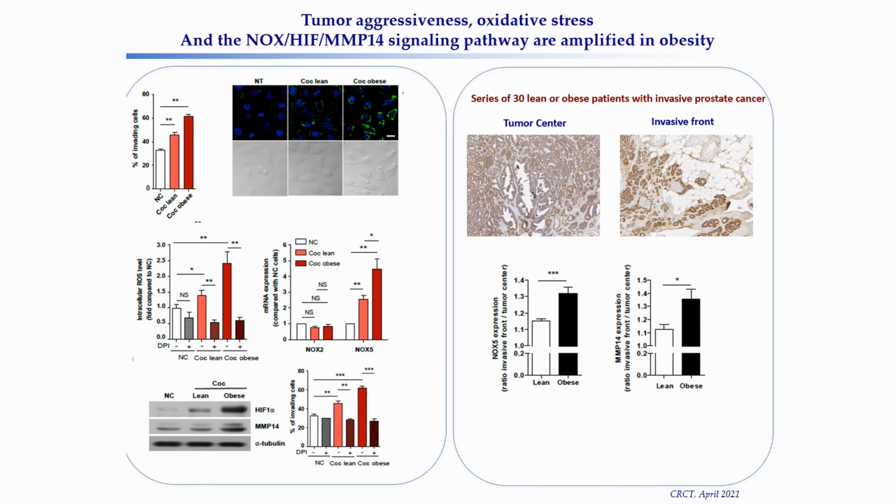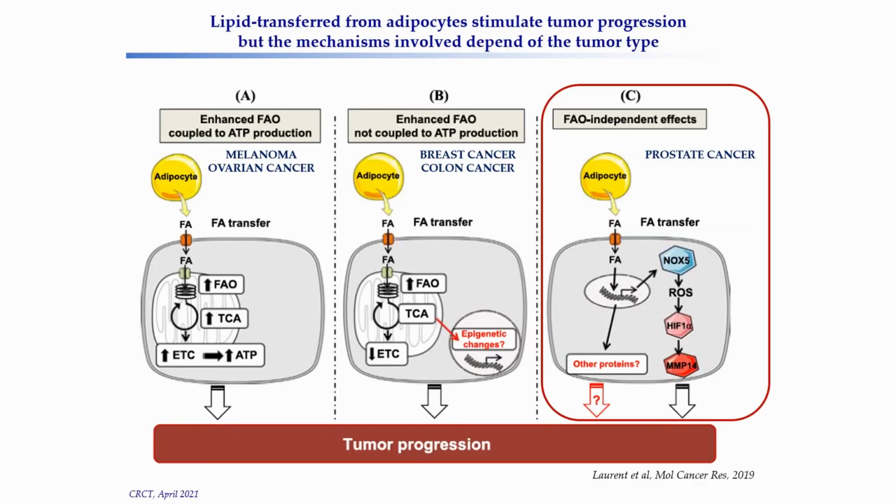And again, as I told you, the crosstalk occurs when the 2 populations are in contact. We were able to show that we have an increase in NOX5 and MMP14 expression when the tumor cells are located close to adipocytes. And this overexpression was amplified in obesity condition. So our idea in prostate cancer is that free fatty acids may regulate the expression of some genes. We found an increase in NOX5 expression that activates a signaling pathway implicated in tumor invasiveness, but maybe other pathways are also involved.